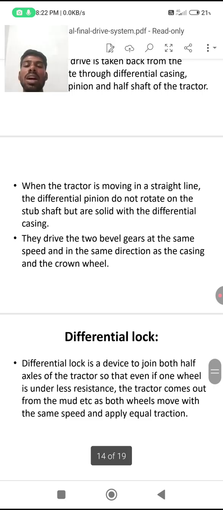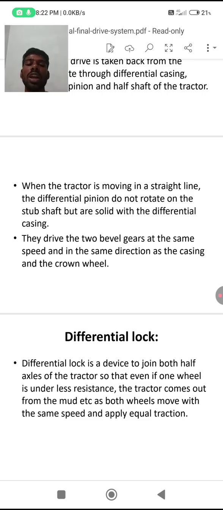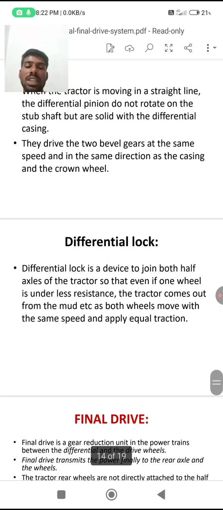The differential lock is a device to join both half axles of the tractor, so that even if one wheel is under less resistance, the tractor comes out from the mud. Both wheels move with the same speed and supply equal traction.